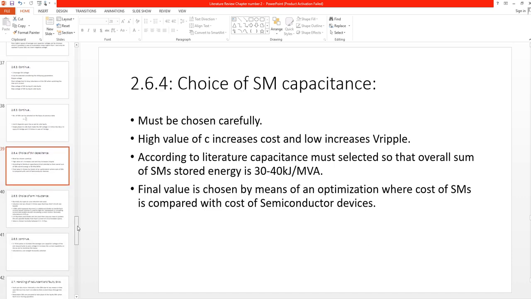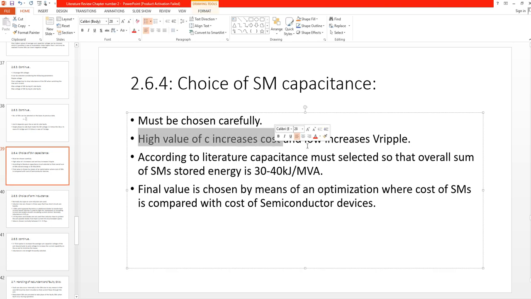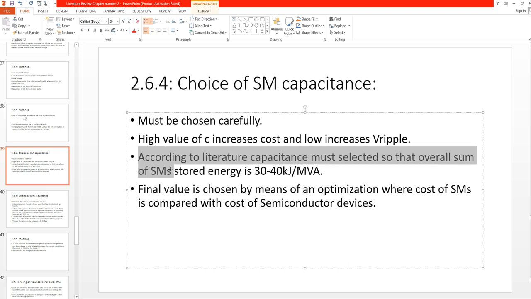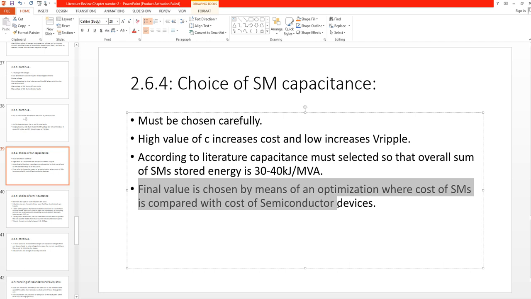So the next parameter is the choice of the capacitance. How can we select the size of the capacitor, the value of the capacitor in farad? It must be chosen carefully. We know that a high value of capacitor increases the cost and a low value of the capacitor increases the ripple. According to literature, the capacitance must be selected so that the overall sum of the submodules' stored energy is 30 to 40 kilojoule per MVA. And the final value of the capacitance is chosen by means of an optimization where the cost of the submodules is compared with the cost of the semiconductor devices.